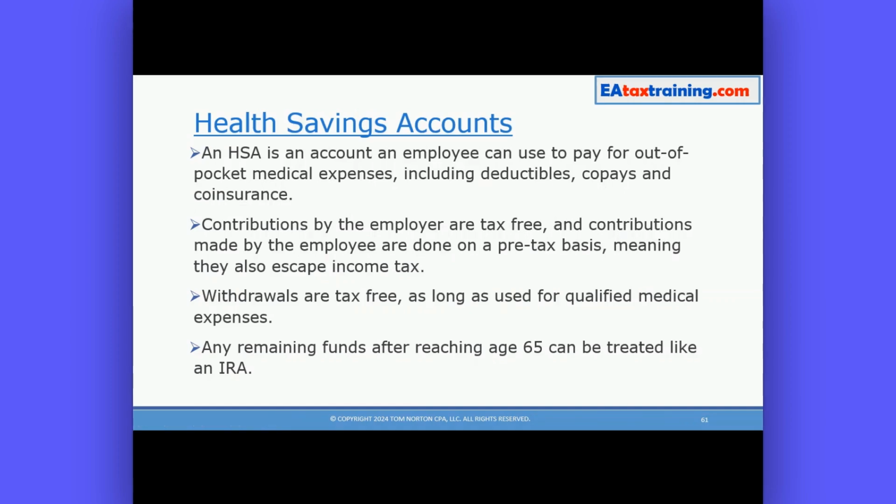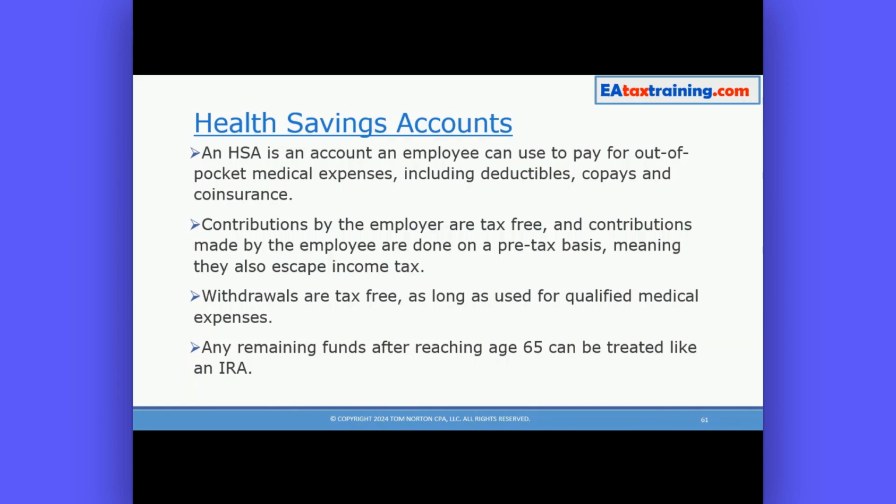Health savings accounts. So an HSA is an account an employee can use to pay for out-of-pocket medical expenses, including deductibles, co-pays, and co-insurance. Contributions by the employer are tax-free, and contributions made by the employee are done on a pre-tax basis, meaning they also escape income tax. So both employer and employee contributions are tax-free. Withdrawals are tax-free as long as they are used for qualified medical expenses.